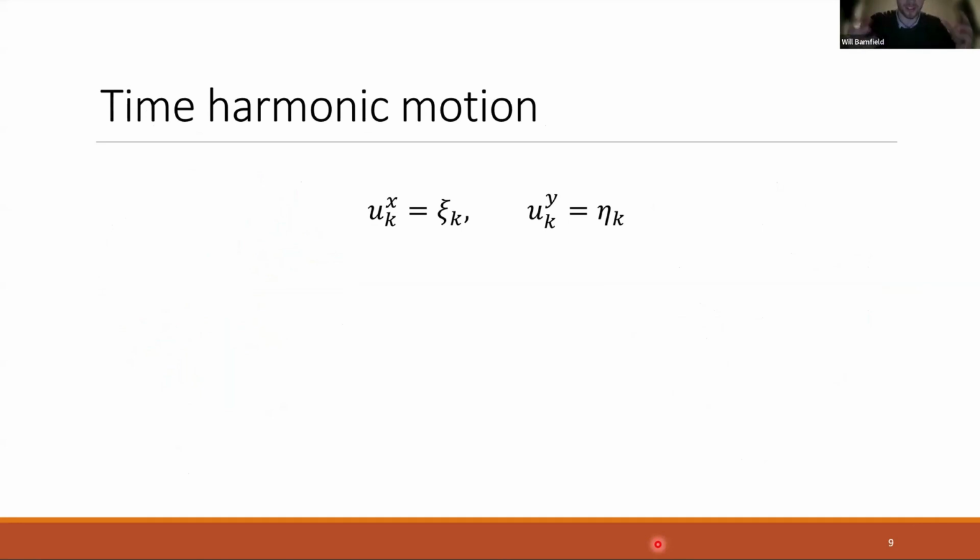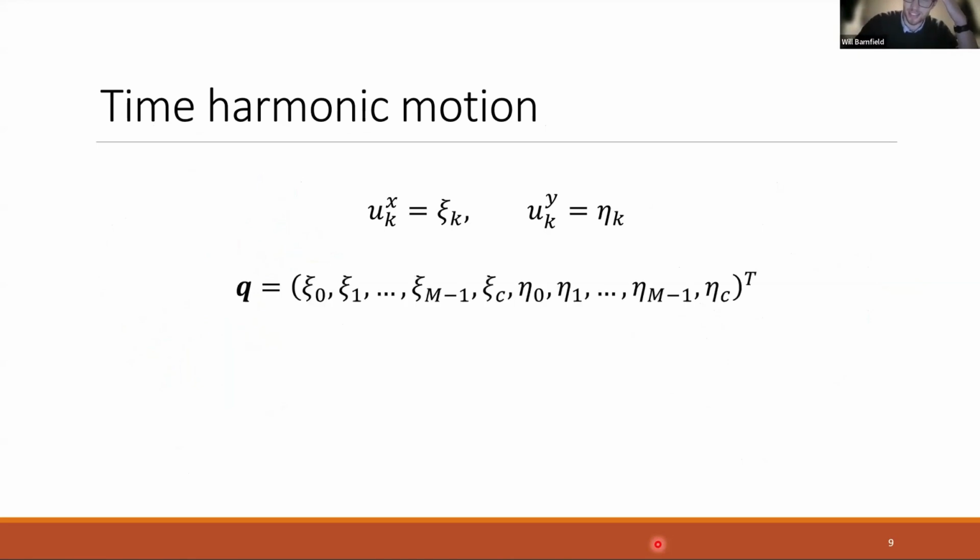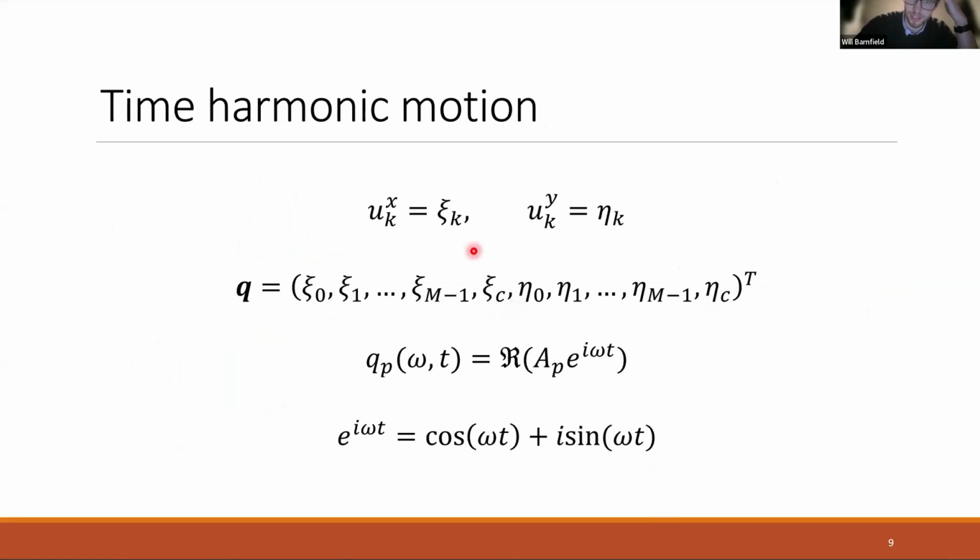an assumption that the motion is periodic, or time harmonic. So I'll first assign the x components of displacement to xi and the y components to eta. I'll arrange these in a vector that I'll call q here. So these are all the x components and the y components, and this is a column vector, hence this transpose. And then we make this time harmonic assumption.